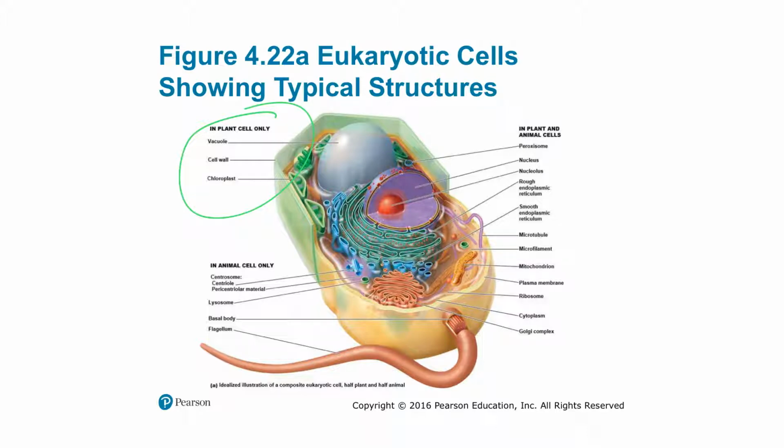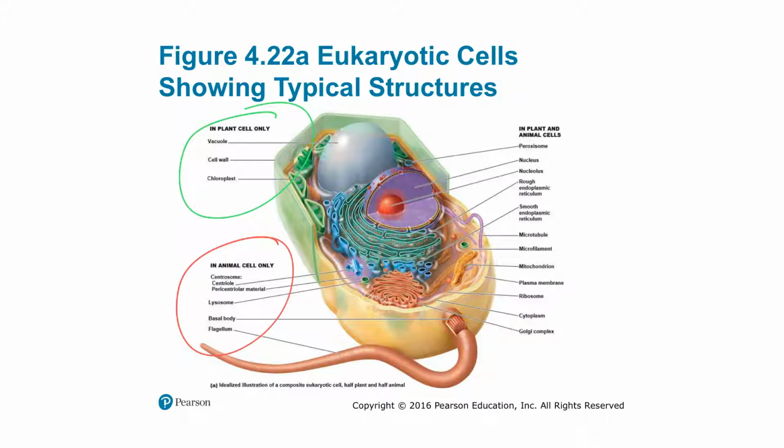And so the chloroplast really creates the energy, or the fuel, for the cell to burn. And the vacuole is going to store water inside the plant cell. Some things we only see in animal cells, which is going to be down here in the bottom. We're going to see the centrosome, so centrioles and the pericentriolar material, the lysosome, the basal body, and the flagellum. These things you're only going to see in animal cells.